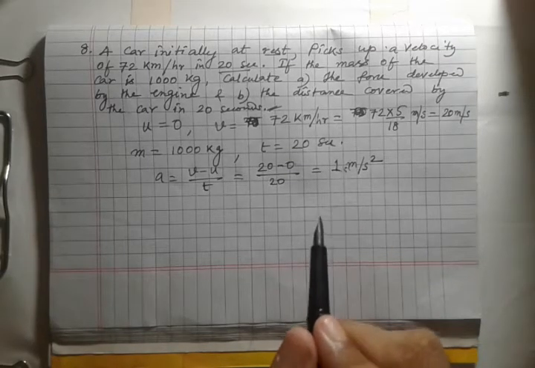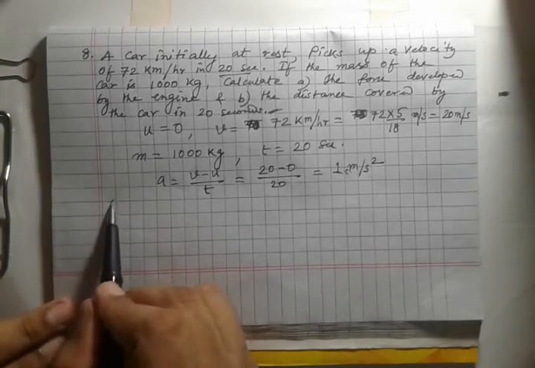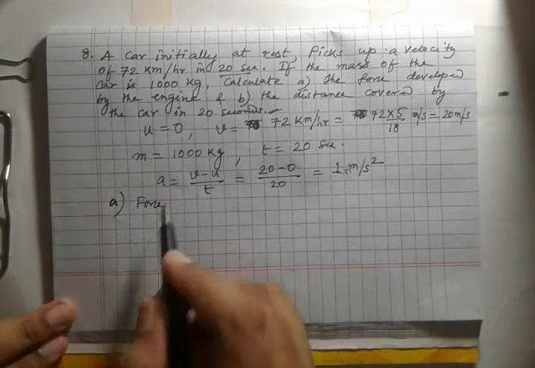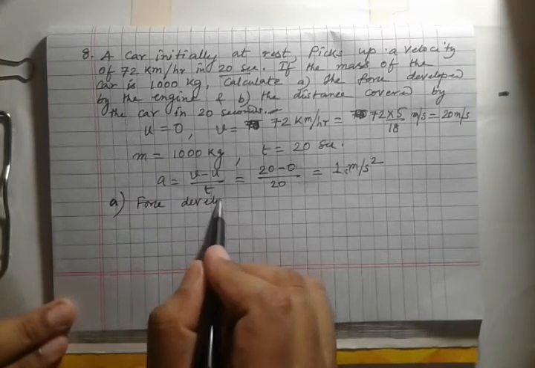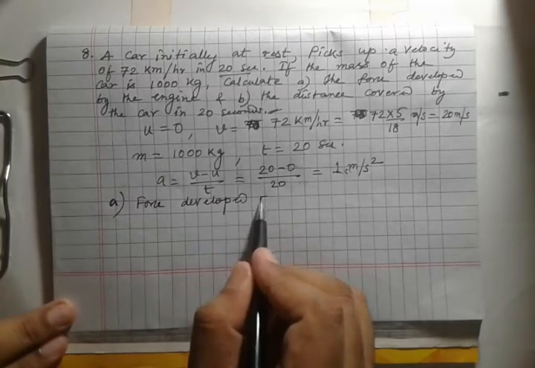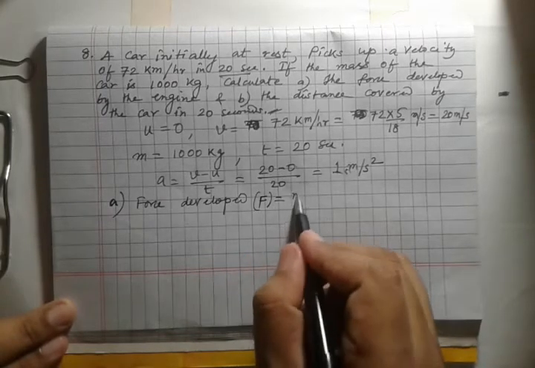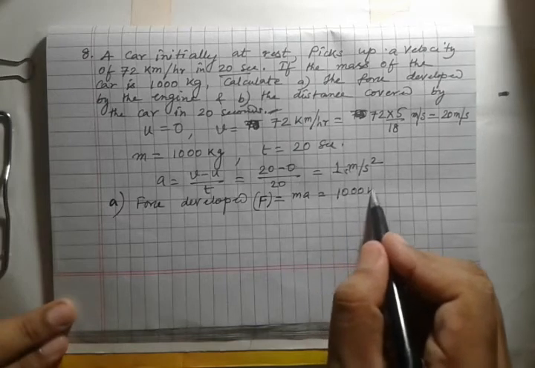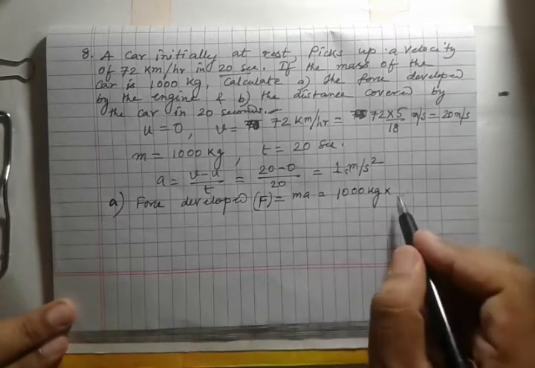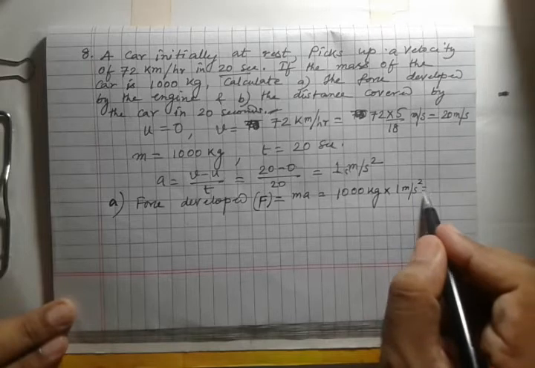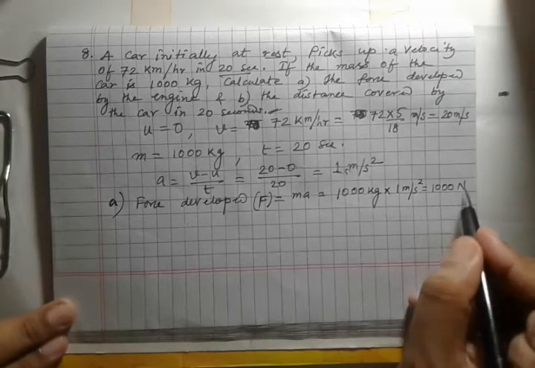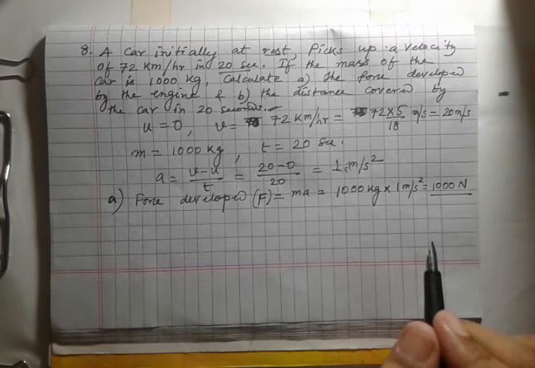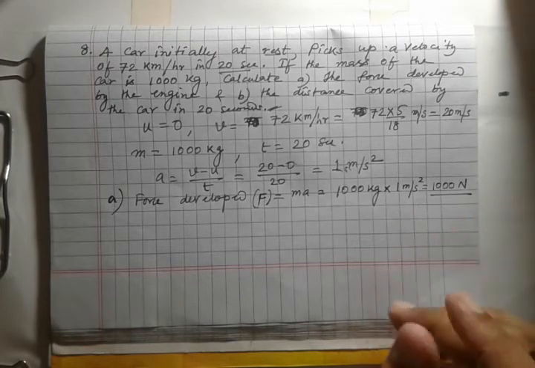Now you have to find out the force. So A is the force developed. F is equal to m into a, mass into acceleration. m is 1000 kg into a is 1 meter per second square. So 1000 Newton is the answer. Okay, I'll check the answer. Wait, I think 1000 Newton is the answer.